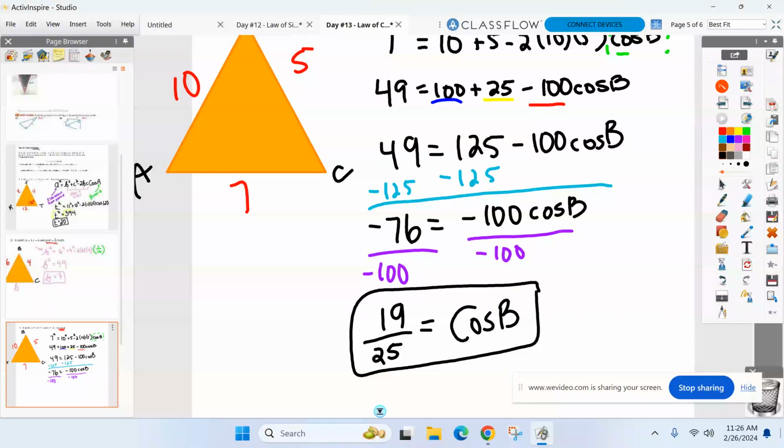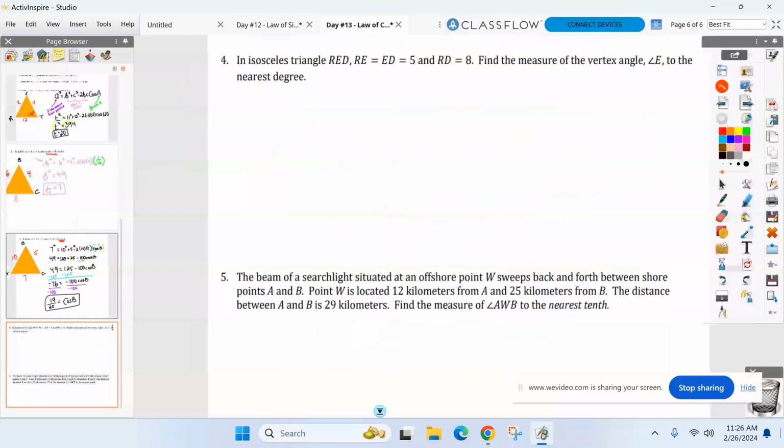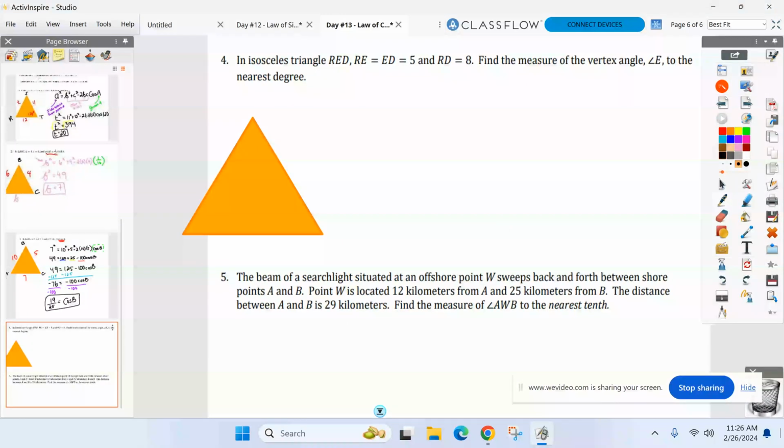All good. Okay, one more thing I'm going to ask you to do with the law of cosines, and that is not find a side, but find an angle for me. So we got triangle RED. Oh, that spells red. Way to go. Good job. 5, 5, 8. What's angle E going to be?